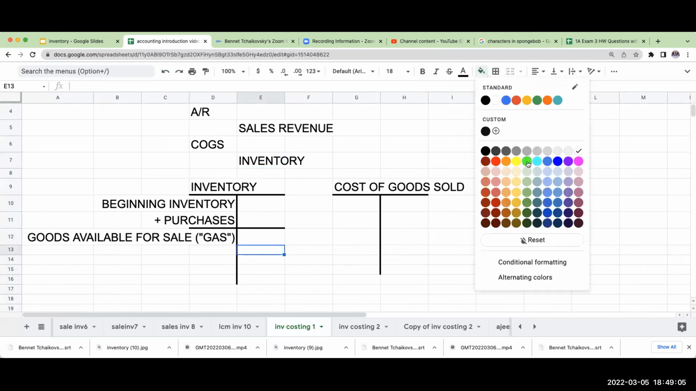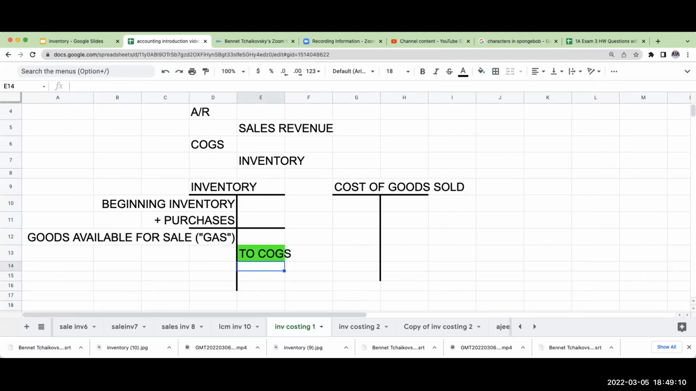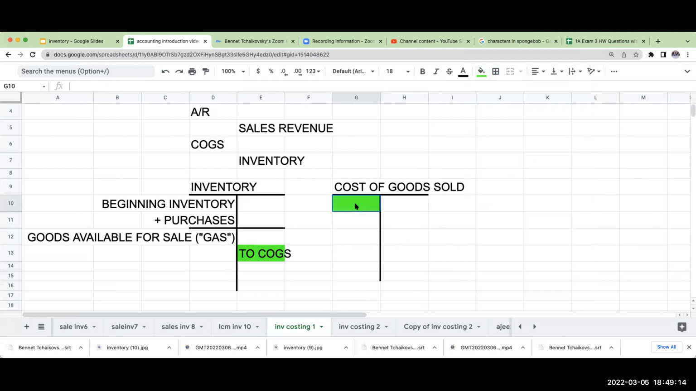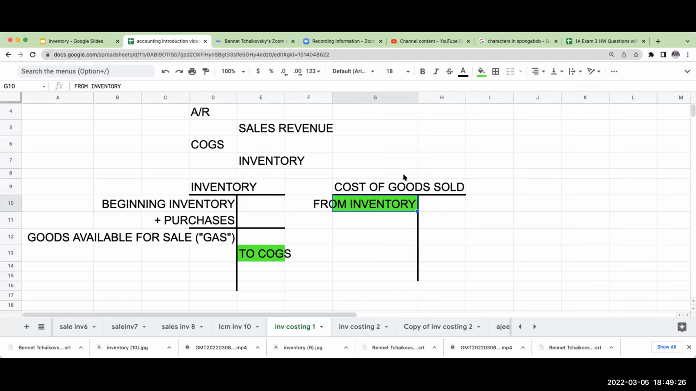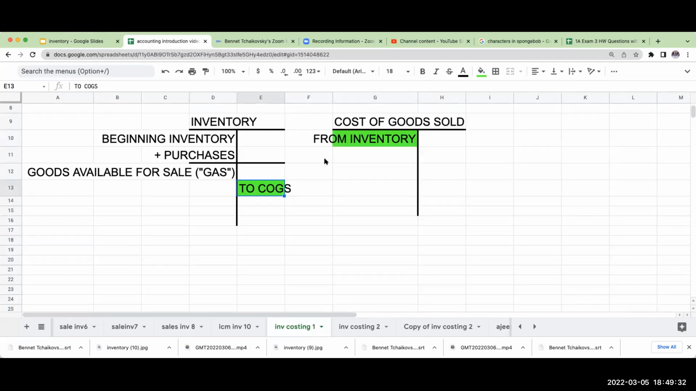So we're going to basically credit our inventory, and I'm debiting my cost of goods sold right over here. So this is what's happening in terms of inventory sales transactions. We're focused in inventory costing on figuring out the dollar amount that we're going to be assigning to cost of goods sold.